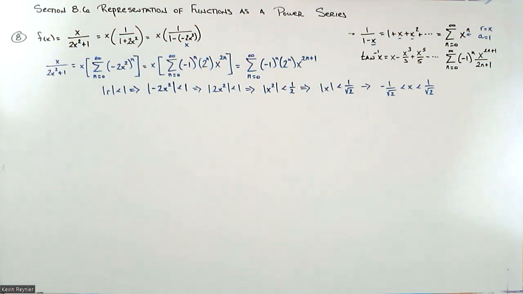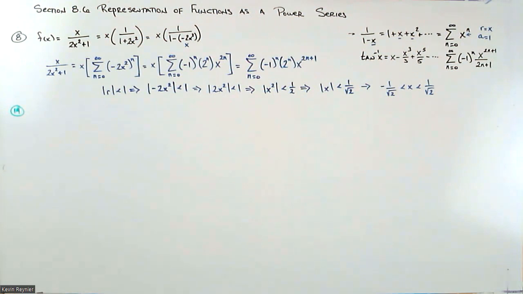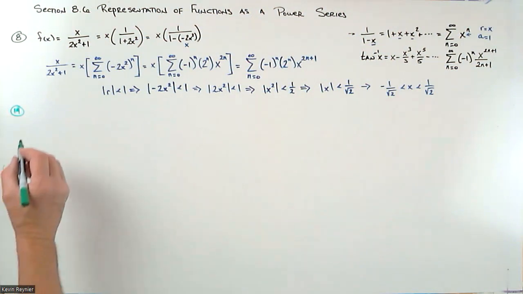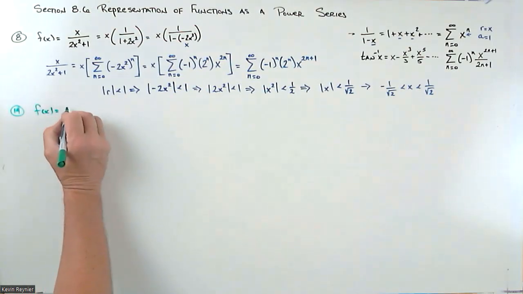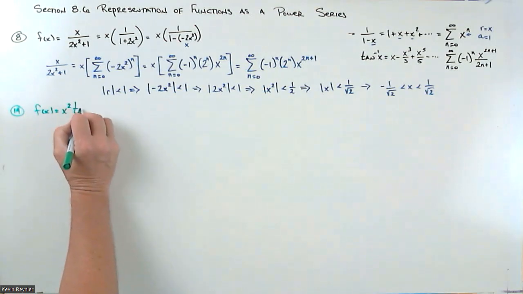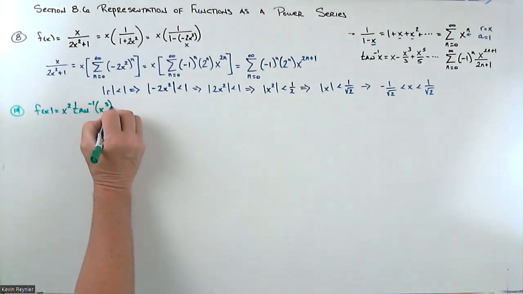The next problem I'm going to work on, I'm going to try to focus on some of the even problems because I figure the answers to the odd ones are in the back of the book. So we'll take a look at problem 14. 14 has a different set of directions. It says find the power series representation for the function and determine its radius of convergence. Okay, so what do we know in problem 14? Well, the function they give us is f of x equals x squared inverse tangent of x cubed.